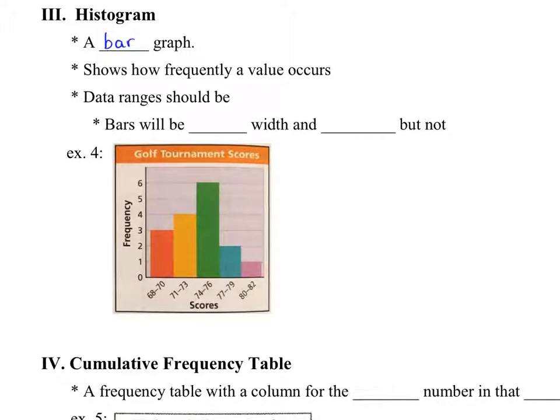It's a bar graph that shows how frequently a value occurs. So this would be the same data as what you just had in that last frequency table, that you have one person here that scored in the 80 to 82 range. You have two people that scored in the 77 to 79 and so on. Good? I should probably go up to my notes. So it shows how frequently a value occurs, period. Data ranges should be equal intervals.